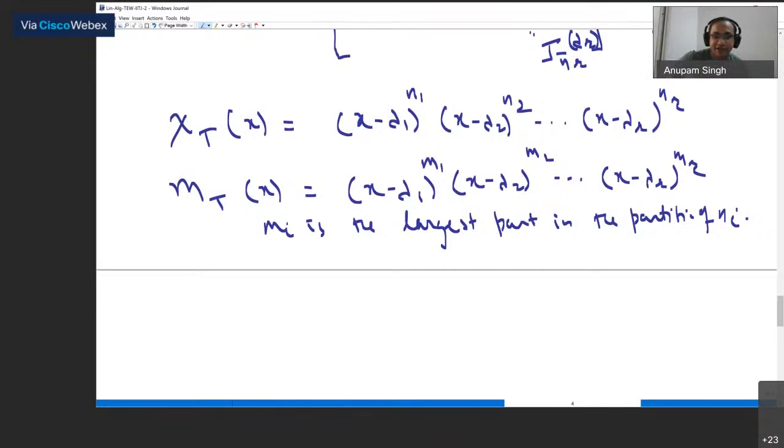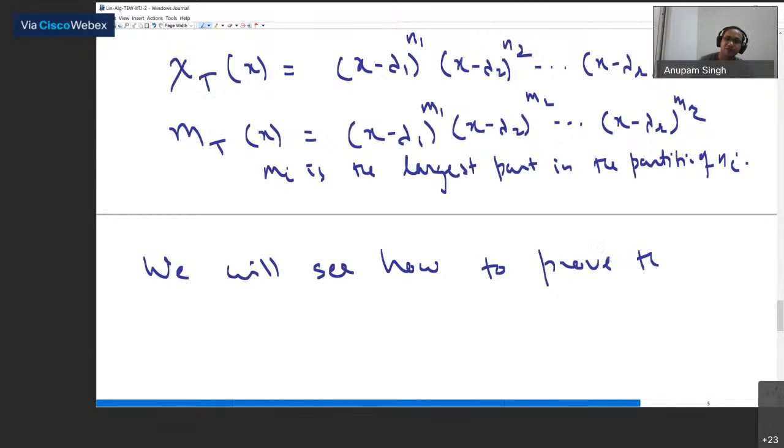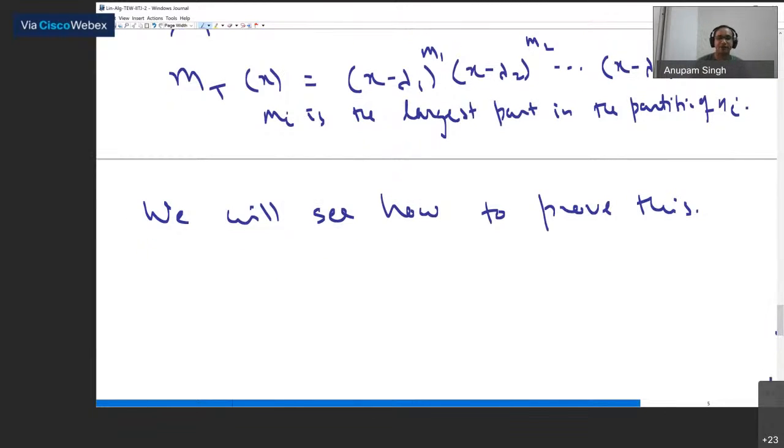So in the limited time we have, we'll try to see how we can prove this theorem. So the first step in proving this theorem, we will see how to prove this. Of course, I will not prove each step, but I will outline some of the steps, and certainly some of the important steps, which are useful on their own. We will write down the proof.